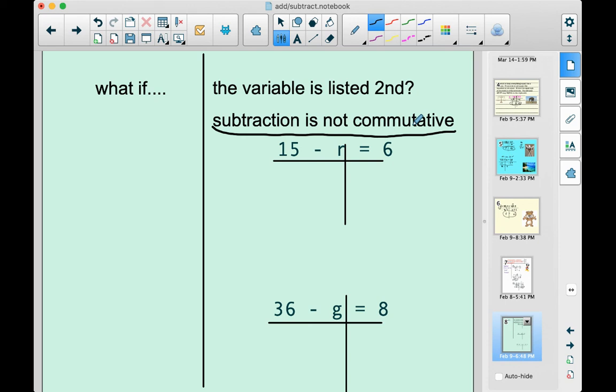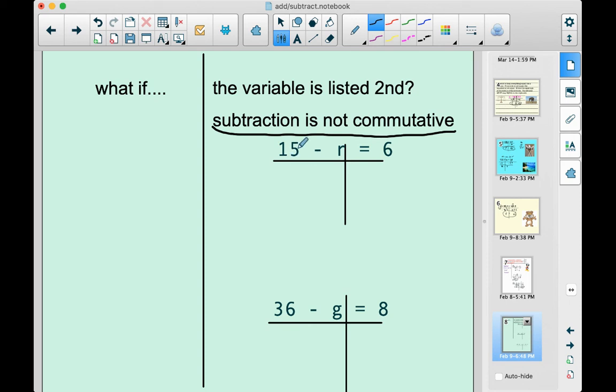Addition is commutative, which means you can switch the orders and it doesn't matter. Okay, 2 plus 3 is the same as 3 plus 2. Now with subtraction, that's not the case. If we change the order of the numbers being subtracted, it makes a difference. So we have a slightly tougher problem here.